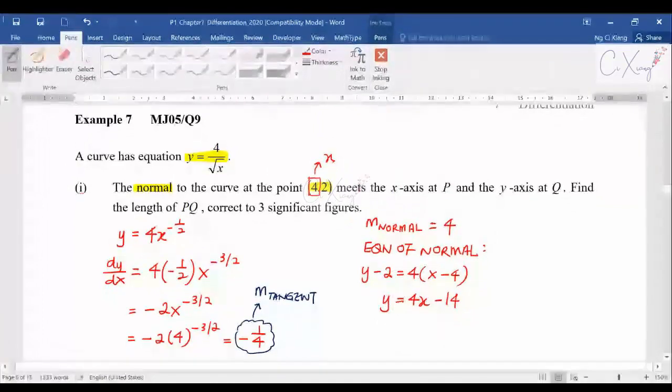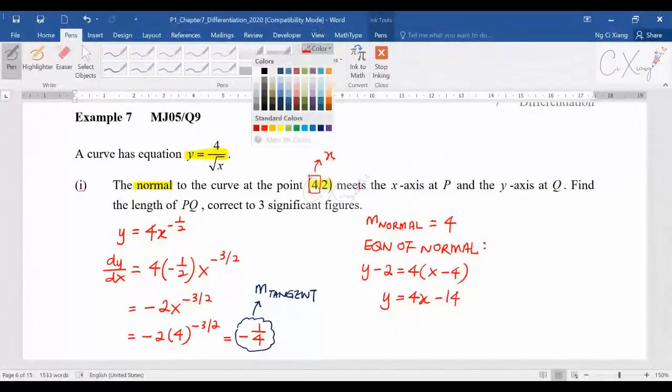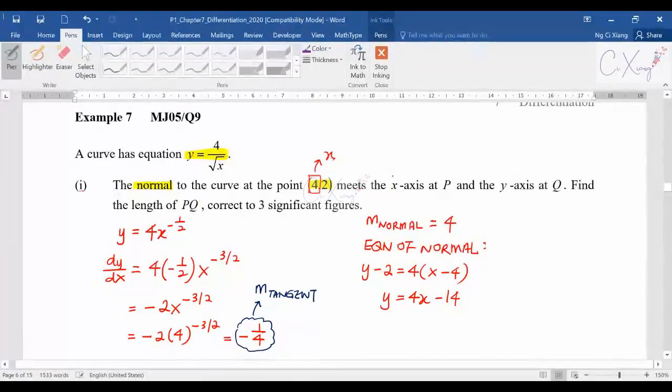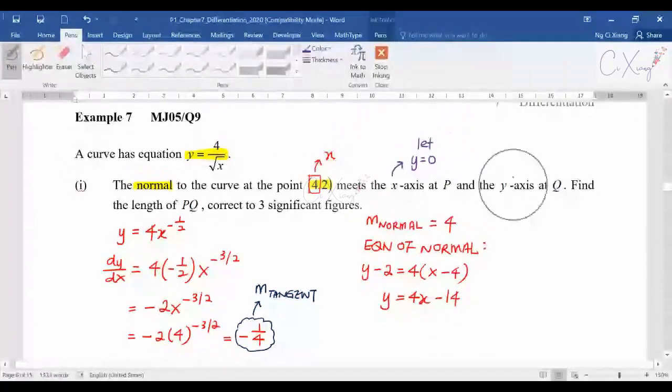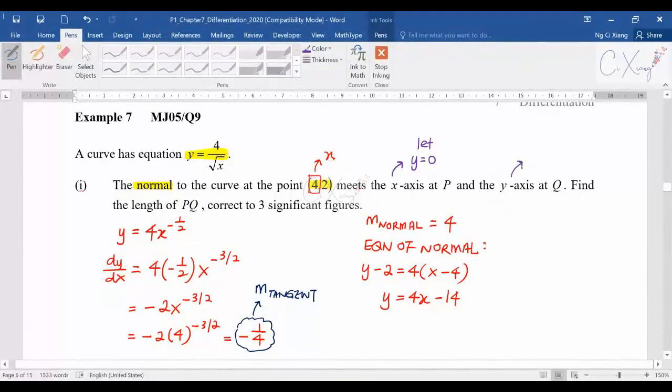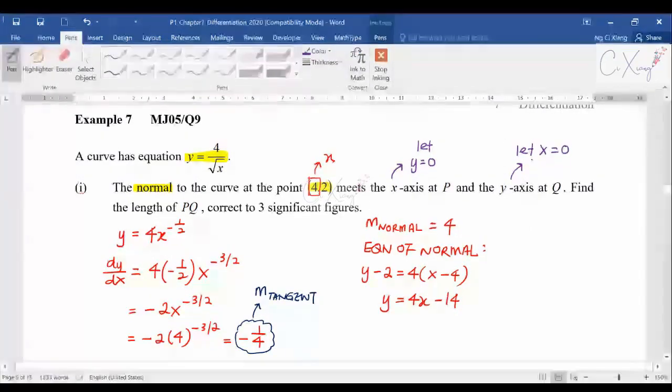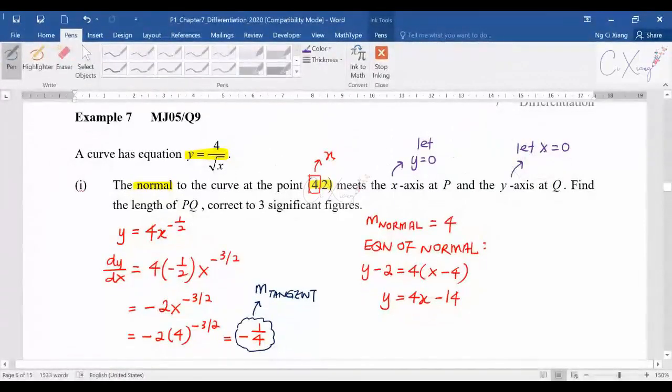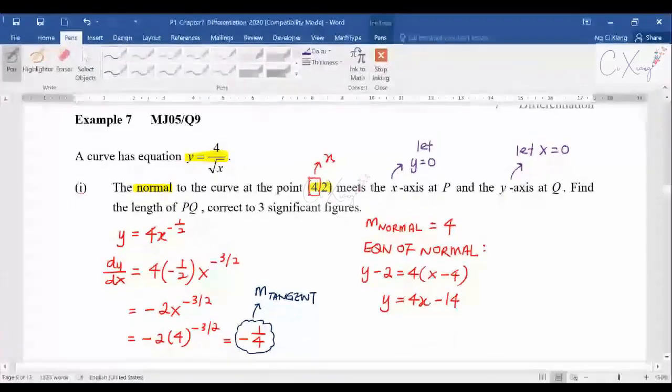And then they say this line meets the x-axis at P. When you talk about meeting the x-axis at P, it means that y equals 0. When they say meets the y-axis at Q, meeting the y-axis means the y-intercept. That means you let x equals 0. So you let y equals 0 to get the value of x, and then you let x equals 0 to get the value of y. So that will be your P and Q. Okay, so this is the normal equation.